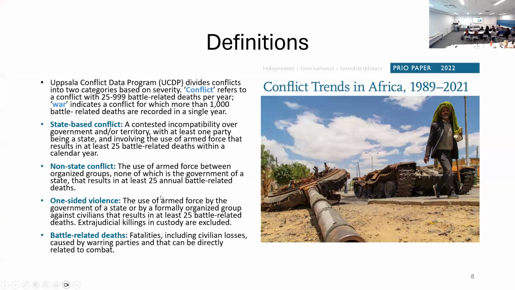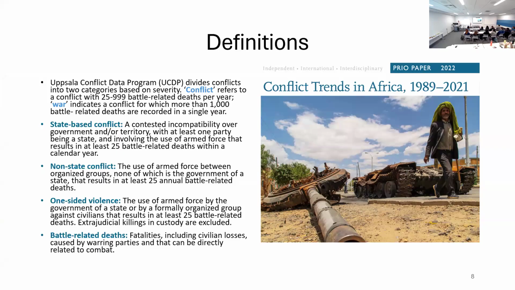So before we go further into this, we need to understand the types of conflict that there are. Now, there are state-based conflicts, and basically you can think of these as civil conflicts where at least one of the actors involved is a state.